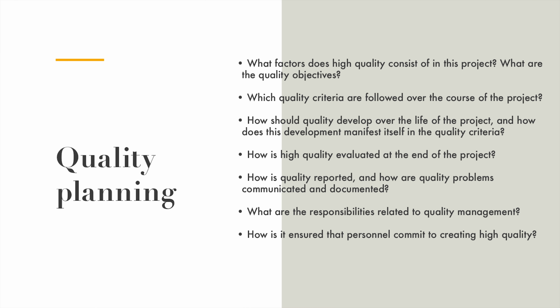When planning quality in a project, we typically need to answer a number of questions. For instance, what factors does high quality actually consist of in our project? What are the quality objectives? Which quality criteria are followed over the course of the project? How should quality develop over the course of the project? How is high quality actually evaluated at the end of the project? How do we report upon quality? And who's responsible for managing quality in the project? And finally, how do we actually ensure that the personnel commit to creating high quality?